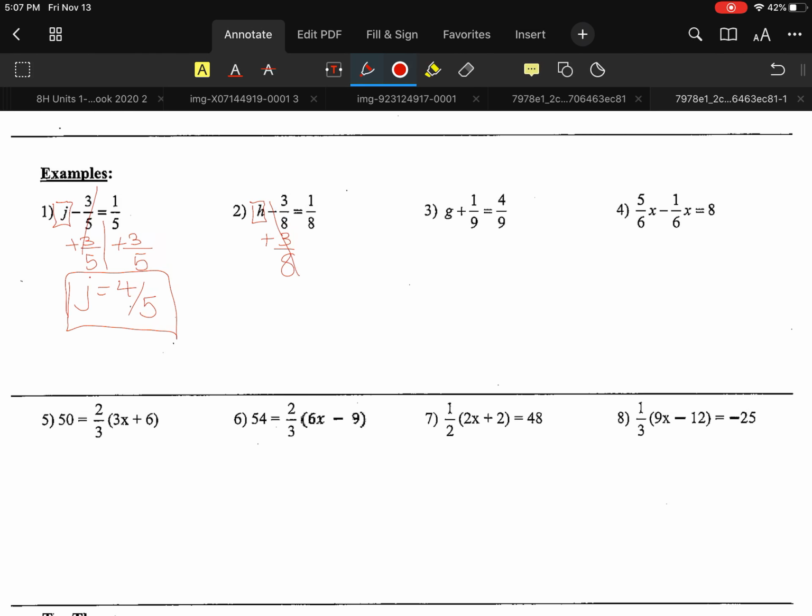Isolate h. I'm going to add 3/8 to both sides. They're now gone, that's 0. Add 3/8 to the right side. h equals, again, they already have a common denominator, so some of you might have 4/8. If you use the calculator, 1/8 plus 3/8, it's going to give you the reduced version, which is 2/4.